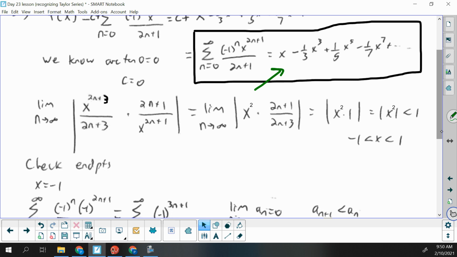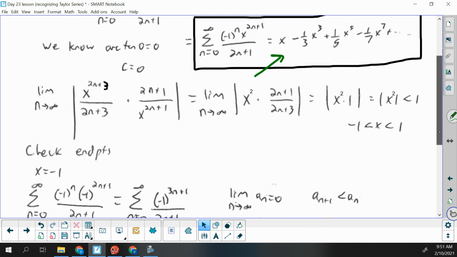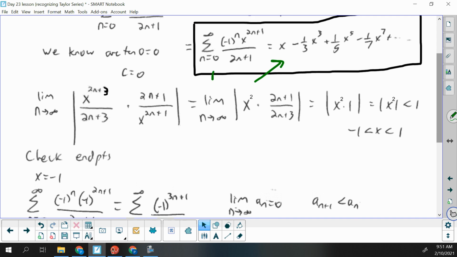So now do your next term divided by current term. We have 2 extra x's on top, so you have an x squared. Have our n's in that fraction there. When n goes to infinity, it'll be the ratio of leading coefficients, which is 1. So we'll just have x squared. X squared stays less than 1 when x is between -1 and 1. We're going to have to check our endpoints in here.